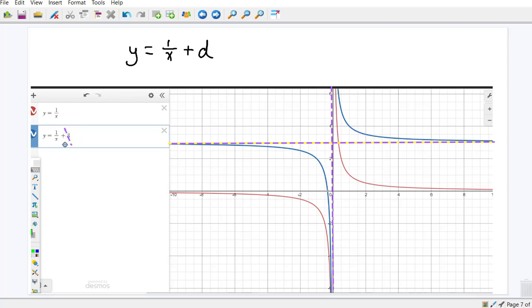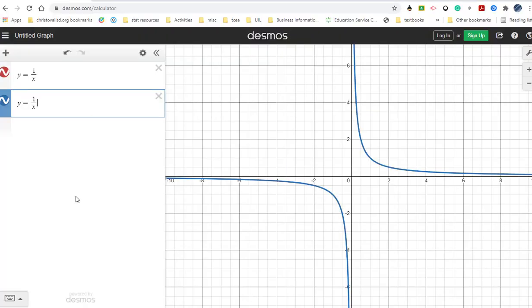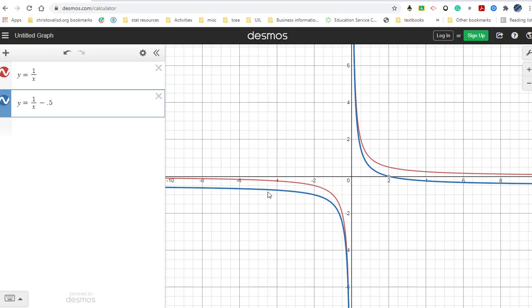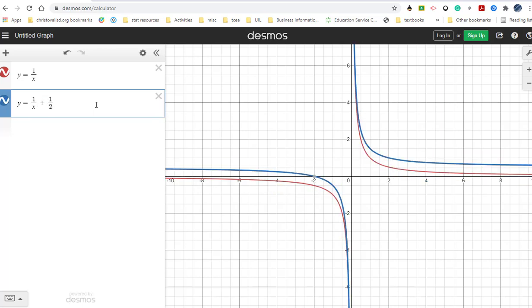That 3 came from that 3. So let's look at a couple of other ones. I'm just going to play with this in Desmos. So if I had a -4, it moves the graph down. And so I have moved down here. My horizontal asymptote has gone down to -4. If I did a -0.5, then I shifted it down a half. If I had a positive 1/2 that I added to it, I shifted it up a half. So all it's doing is taking the graph and either moving it up or down.